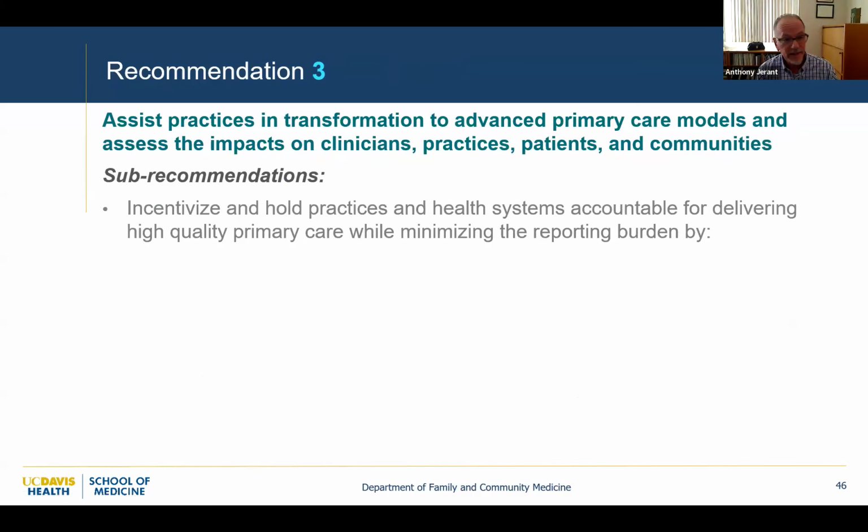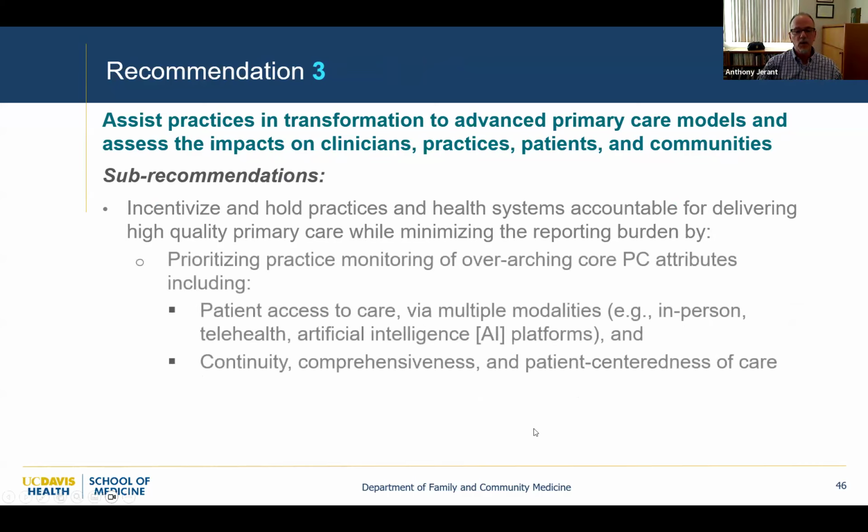Recommendation 3, assist practices in transformation to advanced primary care models. So how do we incentivize and hold practices accountable, basically? One is that if we want advanced primary care that's continuous, comprehensive, and patient-centered, then we should incentivize those things. So metrics should be developed that actually assess access to care, continuity, and comprehensiveness, and they should have to report on those things.